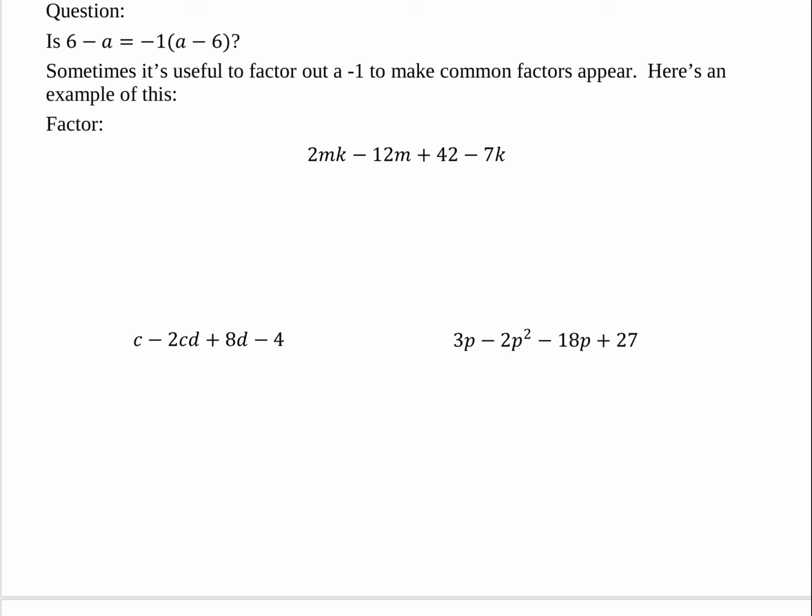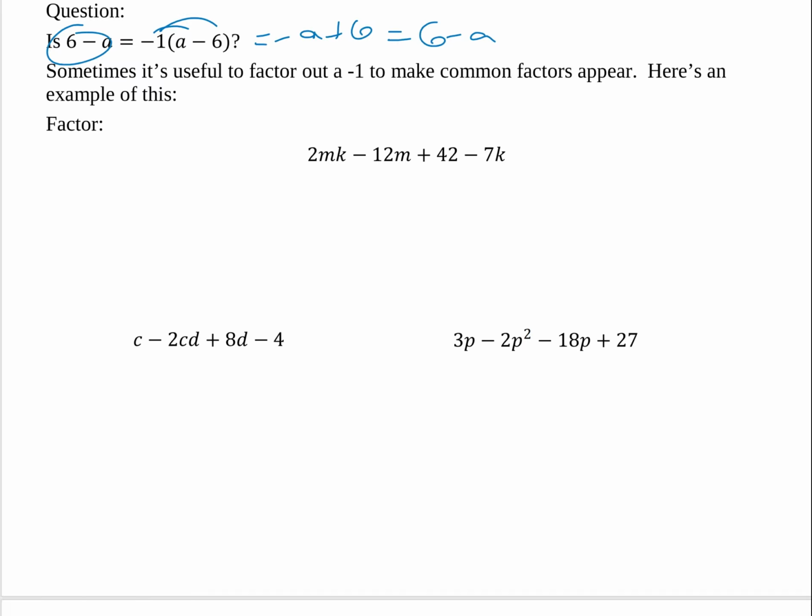Distribution. We could distribute the negative 1 in. Okay, so let's do that. If I distribute the negative 1 in, what do I get? Negative a plus 6. Now, am I allowed to rearrange the order that those terms are written? Could I say instead of negative a plus 6, 6 minus a? Yes, I can. So 6 minus a is what we get on the right-hand side, and 6 minus a is what we started with on the left-hand side. So are those two things the same?